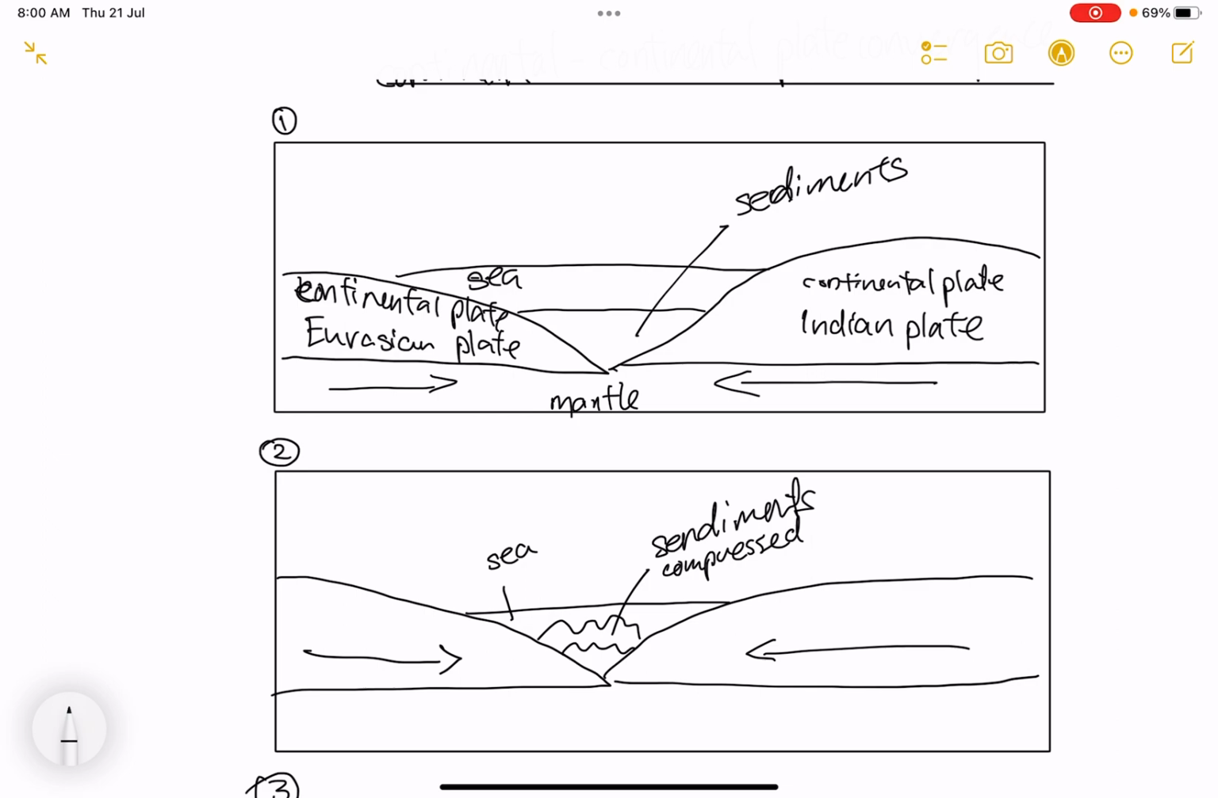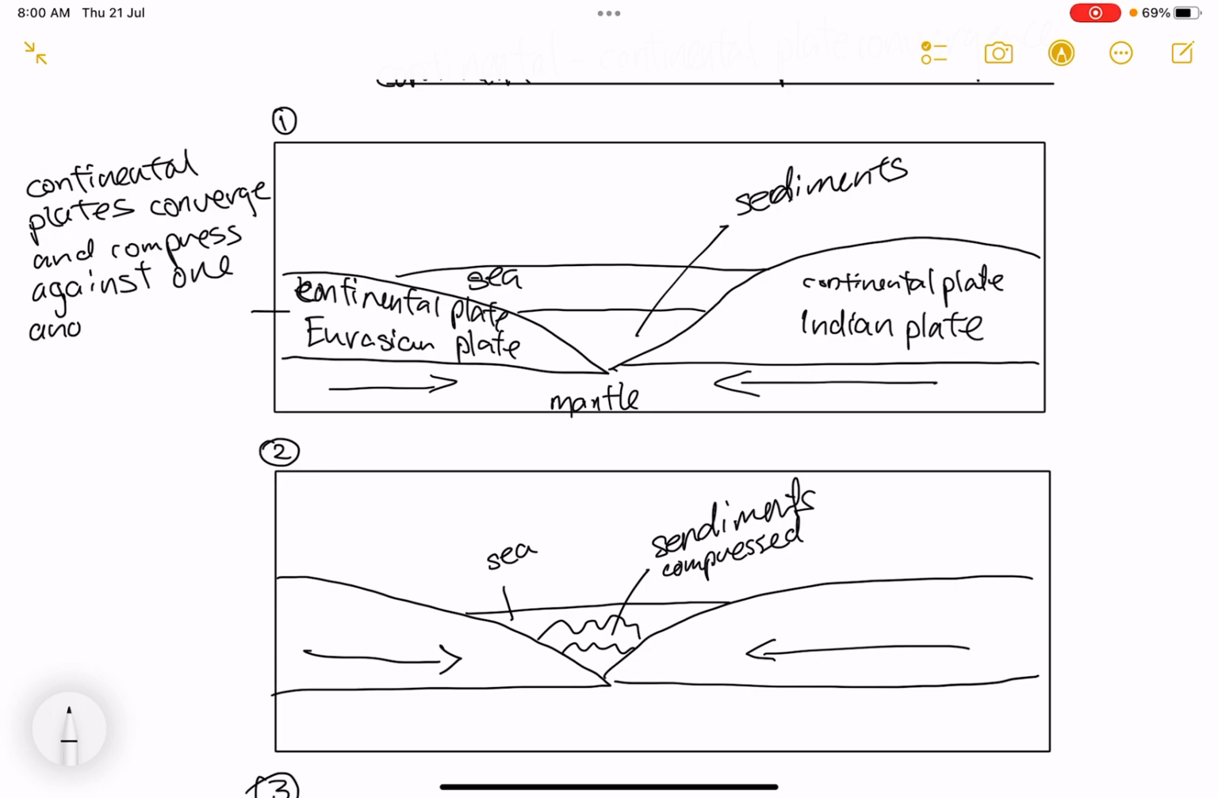So in the first diagram here, my annotation will need to cover a couple of things. You need to mention that they are converging and they're compressing against one another.